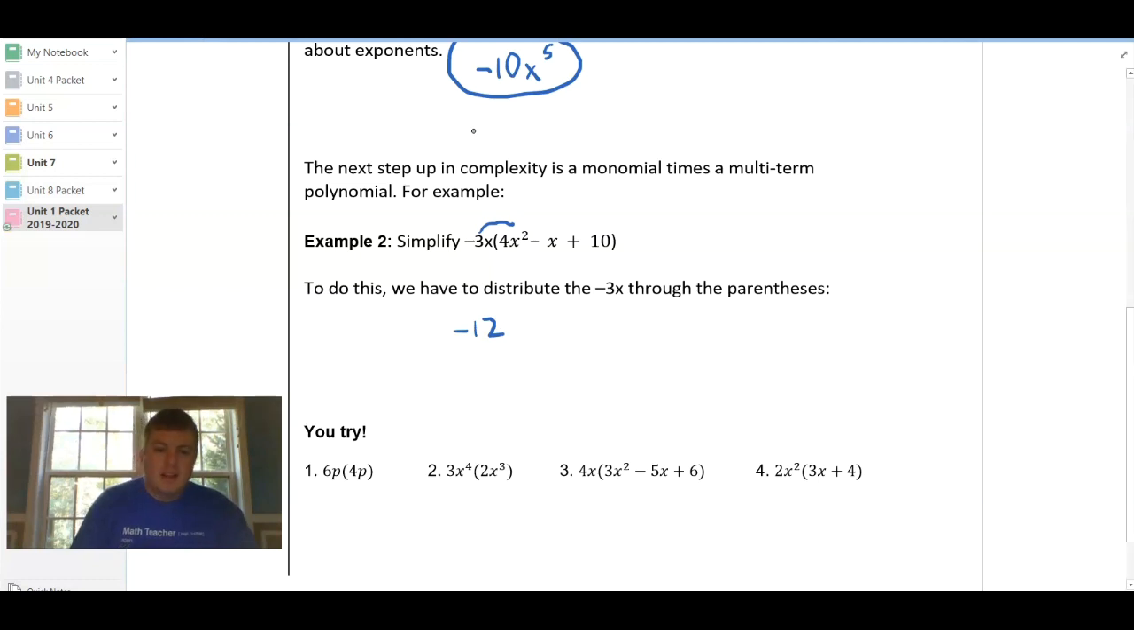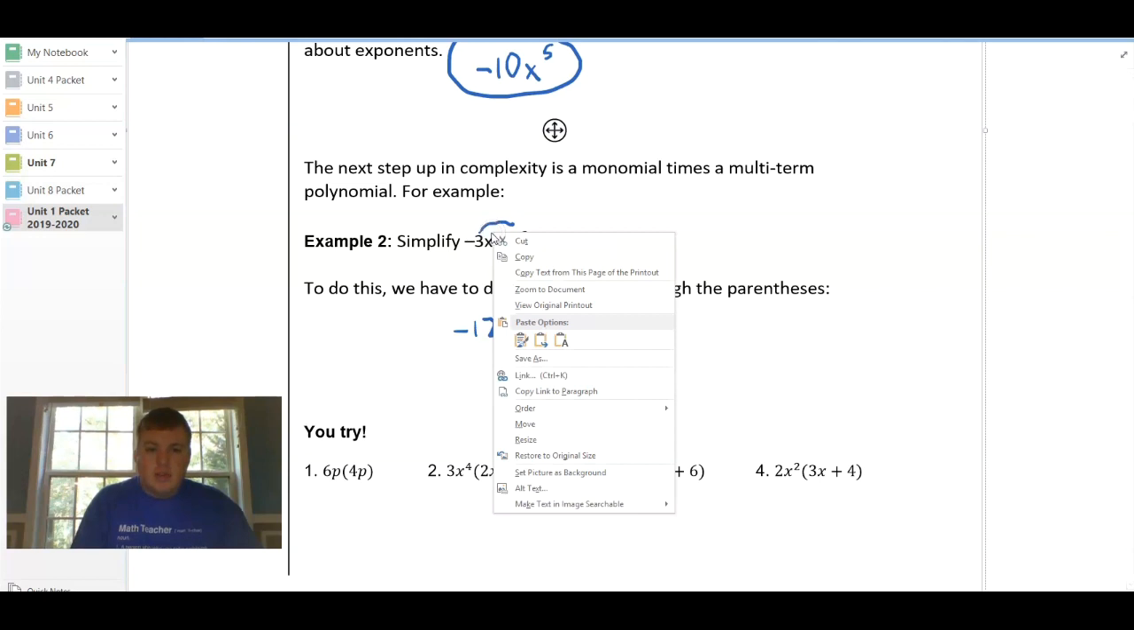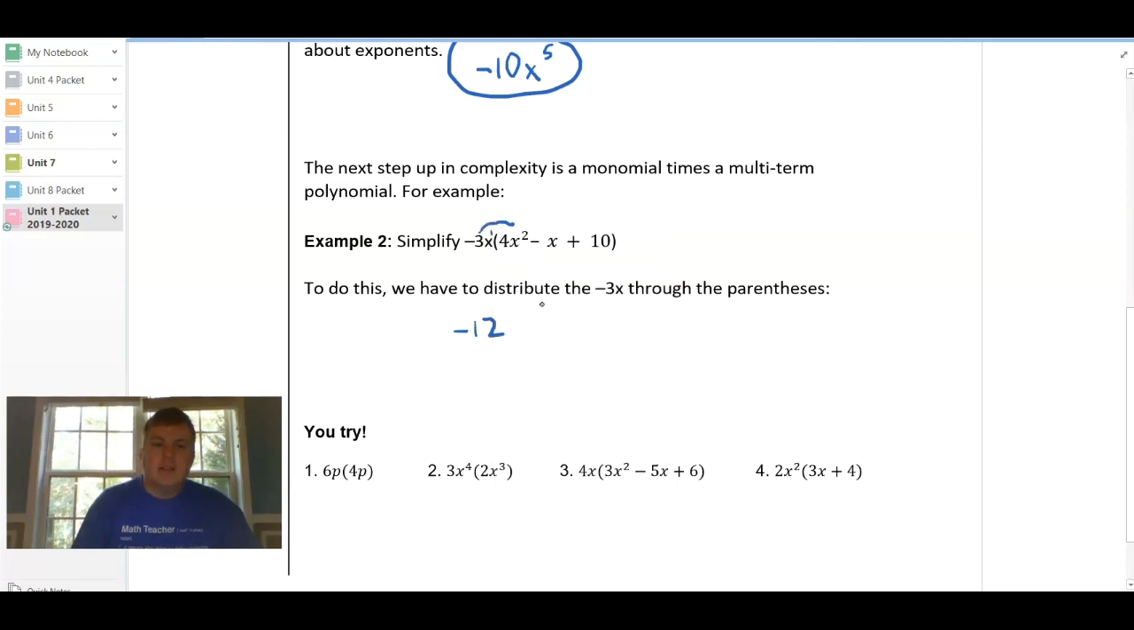And I'm back. Alright, so just to recap what we were doing, we were distributing the negative 3x through the parentheses. So we multiply first the negative 3x times the 4x squared. Negative 3 times 4 gives us negative 12, and then we're going to add the exponents. Remember, we've talked about this several times, that if there is no exponent attached to a number, it's just going to be an invisible 1. So I'm going to add 1 plus 2, which is going to give me x to the third power.